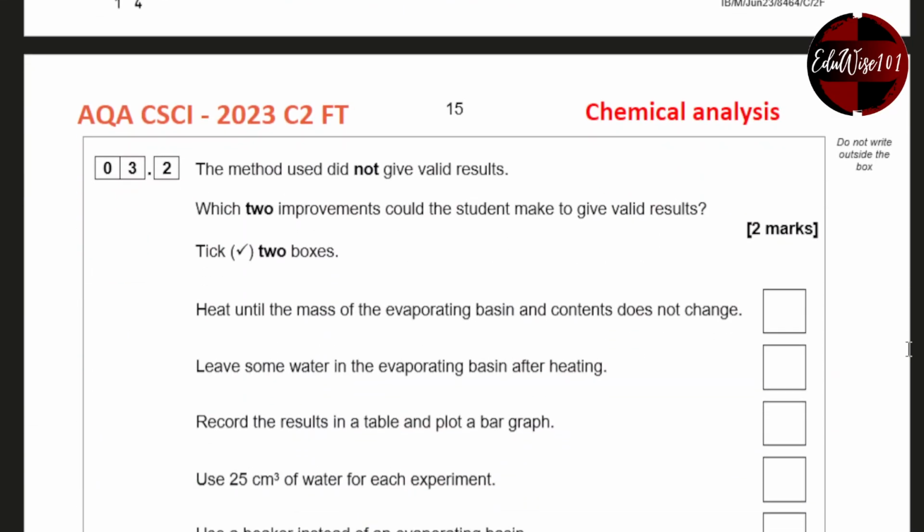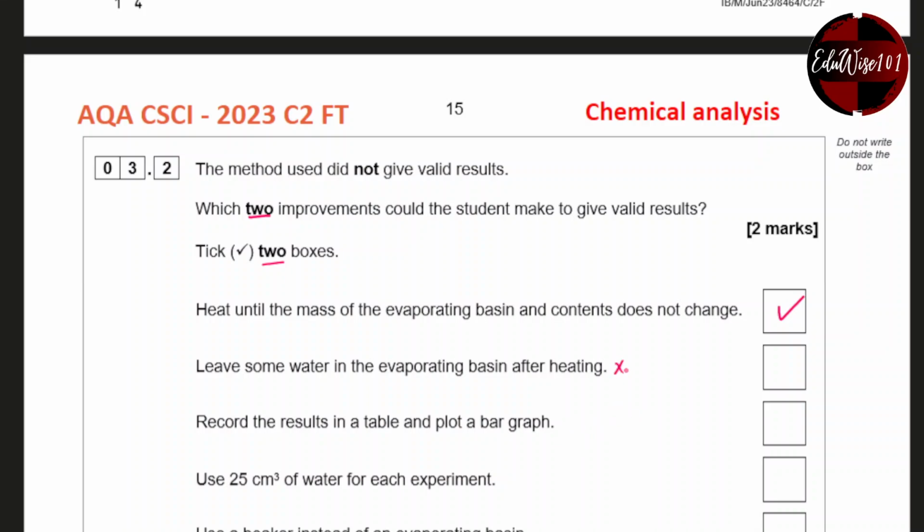Second, question 3.2. The method used did not give valid results. Which 2 improvements could the student make to give valid results? So 2 improvements, you need to tick 2 boxes. Heat until the mass of the evaporating basin and contents does not change. I would agree with that. Leave some water in the evaporating basin. No, we don't really want the water.